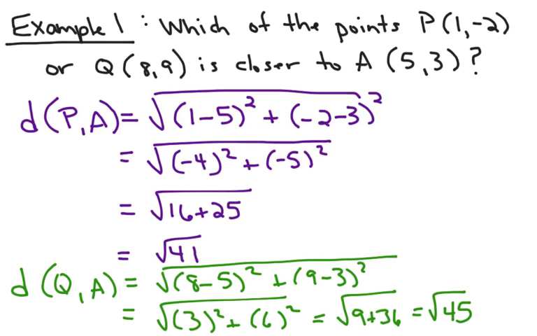Well, which one's closer? Which value is bigger? Is the square root of 41 bigger? Or not bigger? I mean, we want to know which one's closer, so I guess we want to know which one's the smaller one. So, which one has the least difference? Is it the distance from P to A or the distance from Q to A? Well, the square root of 41 is going to be smaller than the square root of 45. So the distance from P to A must be closer than the distance from Q to A.